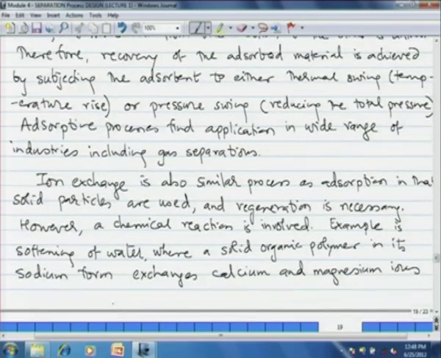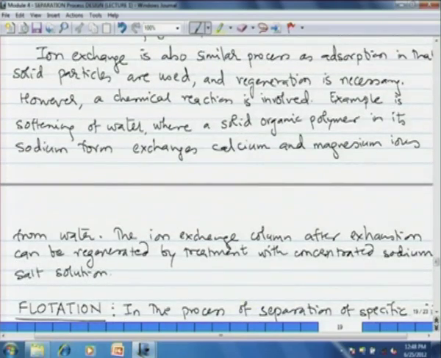Ion exchange is a cousin of adsorption. Ion exchange is also a similar process as adsorption in that solid particles are used and regeneration is necessary. However, in this case a chemical reaction is involved. Example is that of softening of water, okay, especially the boiler feed water, which is used for generation of steam, where in this case a solid organic polymer in its sodium or H form, the hydrogen form, exchanges calcium and magnesium ions which are likely to precipitate, which is called hardness of water, from water. The ion exchange column after exhaustion can be regenerated by treatment with concentrated sodium salt solution.